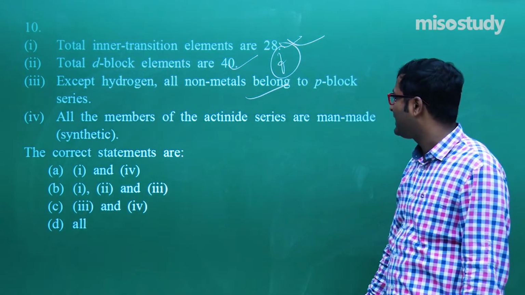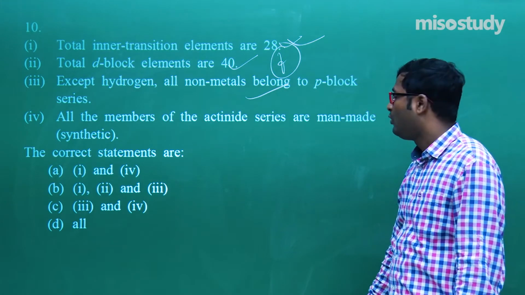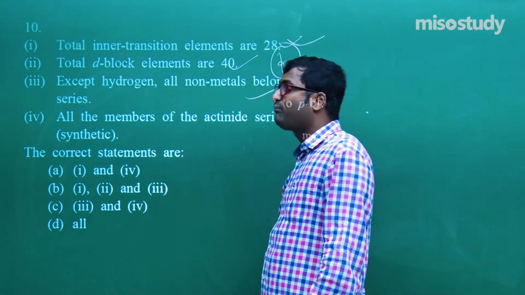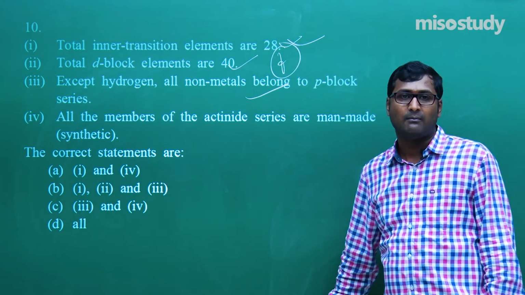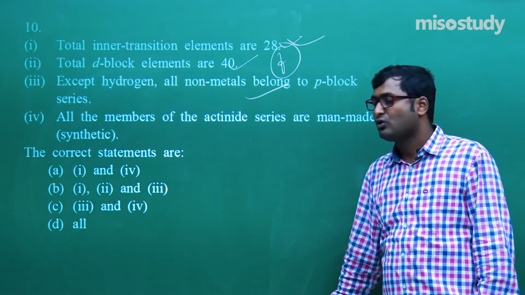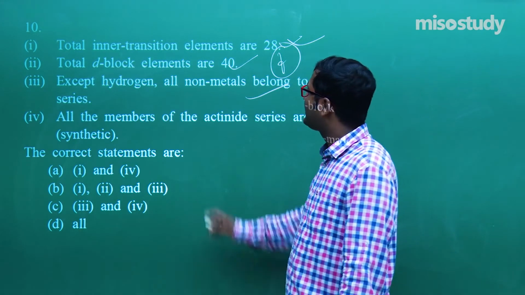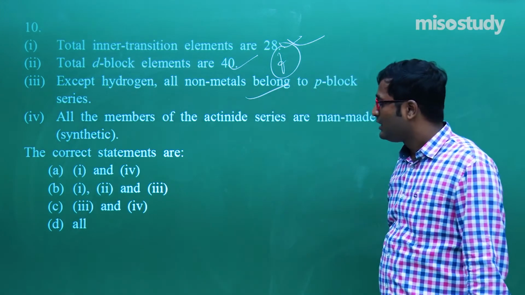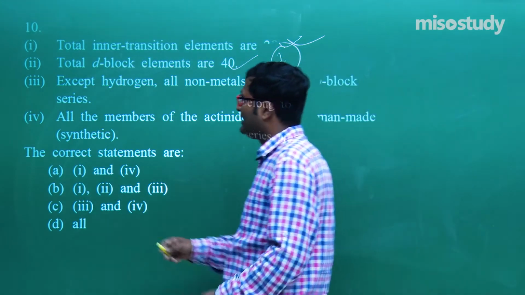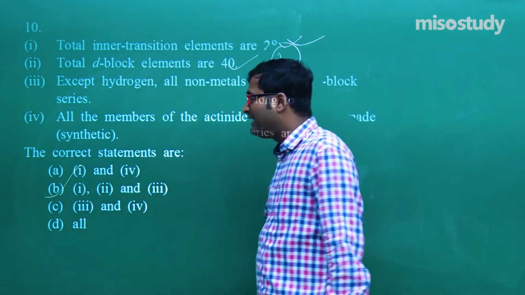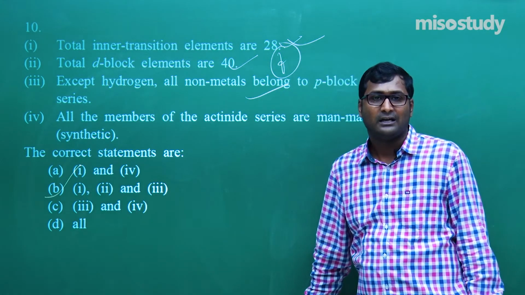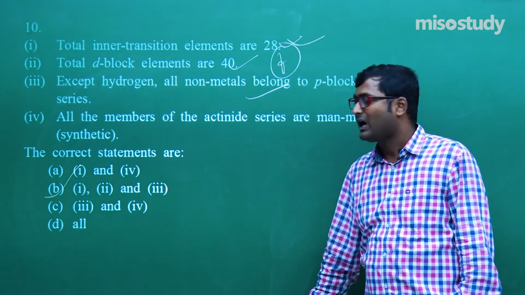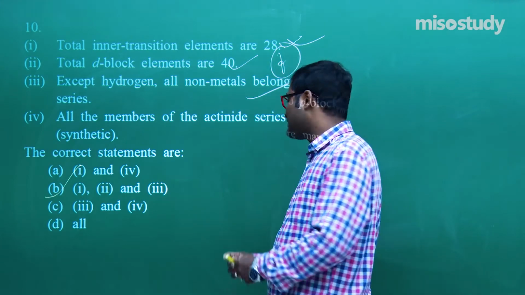All the members of the actinides are man-made. No, few elements of the actinides are man-made, but not all. So the correct sequence is, which one is correct? 1, 2 and 3. So which is the correct option? For question number 10, B is the correct option. Clear to you? I think now you can easily solve such kind of questions.